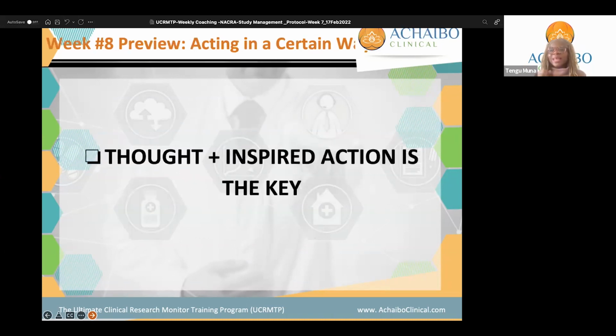So the next one is acting in a certain way. And the key is that our thought plus inspired action is the key. Thinkonomics plus inspiration and emotion, that is the key. So the big takeaway today. We talked about our protocol. We talked about ethical considerations in clinical trials. We talked about data handling and record keeping, extremely important. And then we talked about financing and insurance, right?